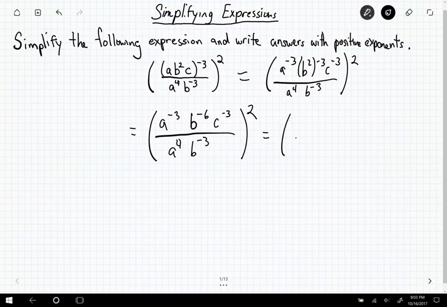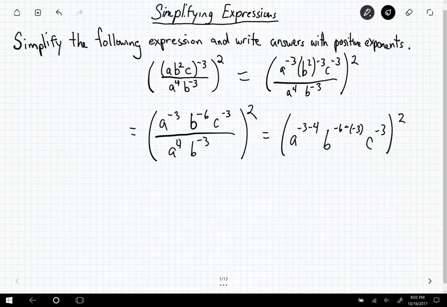So this becomes a to the negative 3, and then we subtract the exponent in the denominator, so that goes minus 4. For the b, we start with a negative 6, and then we have to subtract, don't let your eyes fool you, that's a perfect subtraction symbol right there. Subtract the negative 3. And then c, there's nothing down below for the c, so you just write c to the negative 3, and we're going to square this whole quantity.